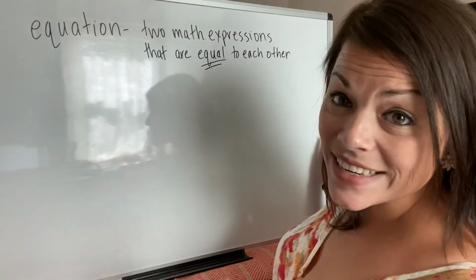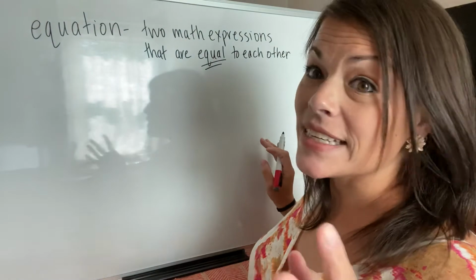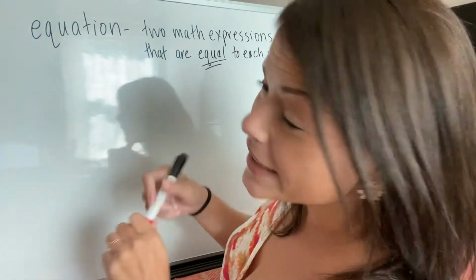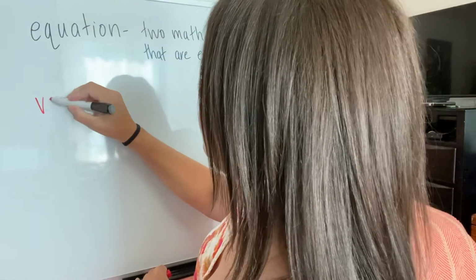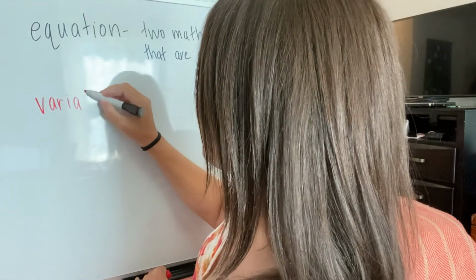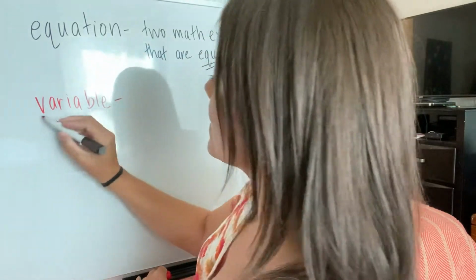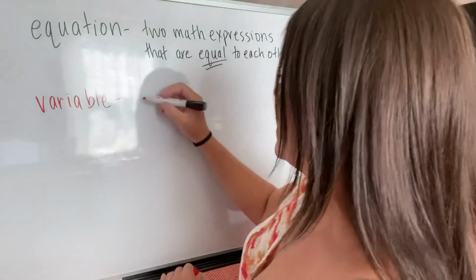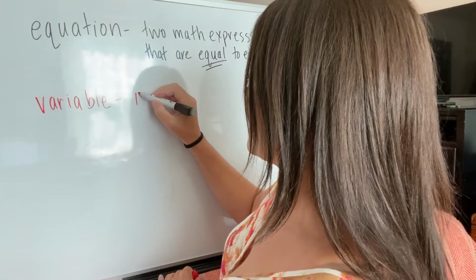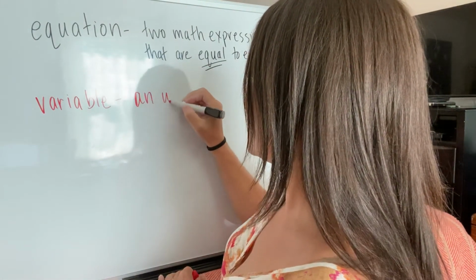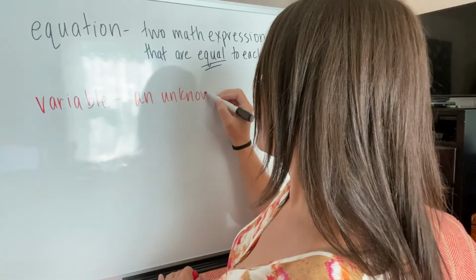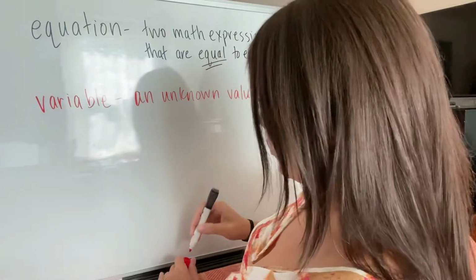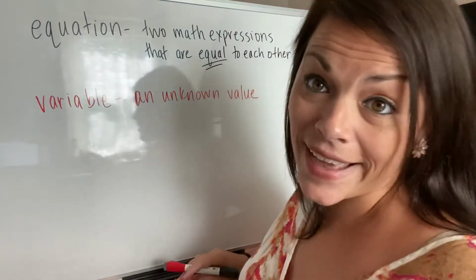They will certainly contain numbers, but they could also contain something called a variable. So that's our next word. Actually, I'm going to go in a different color here. A variable does also just what it says. It varies. It's not always going to be the same thing. So a variable is an unknown value. And typically in algebra or geometry, a variable is a letter like X.